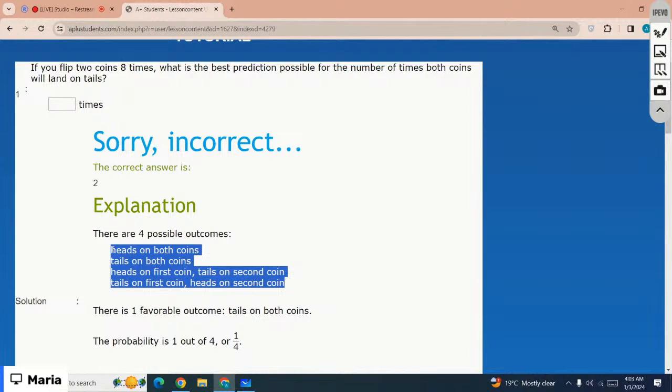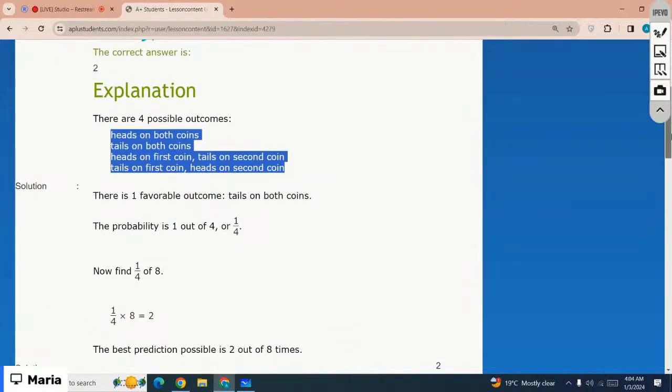Only one outcome out of four, right? So you did the same thing for 8 times. So you have to do 1 by 4 times 8, right? And 1 by 4 times 8 is 2. That means the best prediction possible is 2 out of 8 times. That means if he did 8 times, possibly 2 times he has tails on both the coins. Got it? So what you have to do, find the probability of the event and then multiply it by the times the event occurs, right? Let's just start with the test questions.